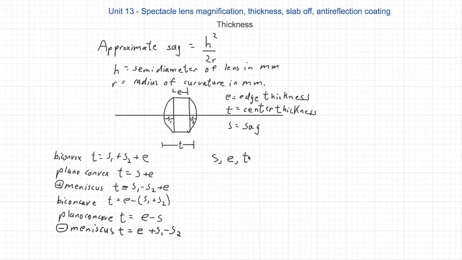Remember that all three variables, the sag, the edge thickness, and the center thickness, are always positive numbers.